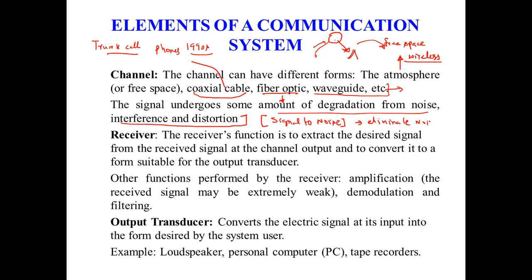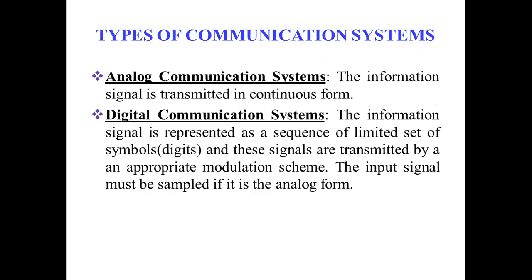One thing is the receiver. In the receiver, it will again extract the signal and convert it into a suitable form. Then there is the output transducer, which will convert the electrical signal at its input to the form desired by the system user. For example, we have a loudspeaker or a PC or tape recorder.